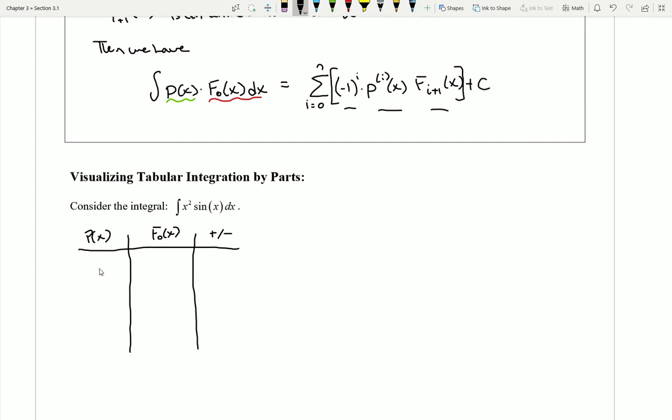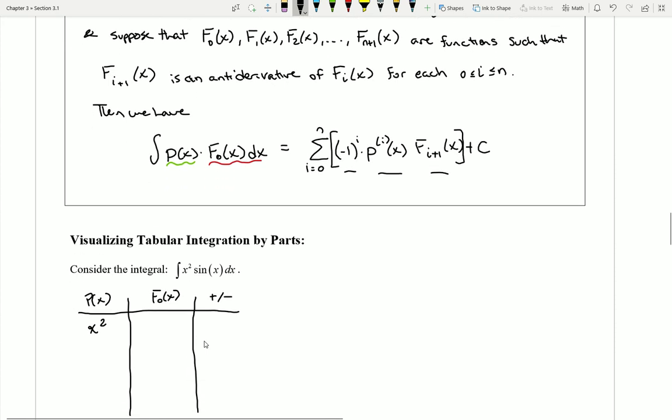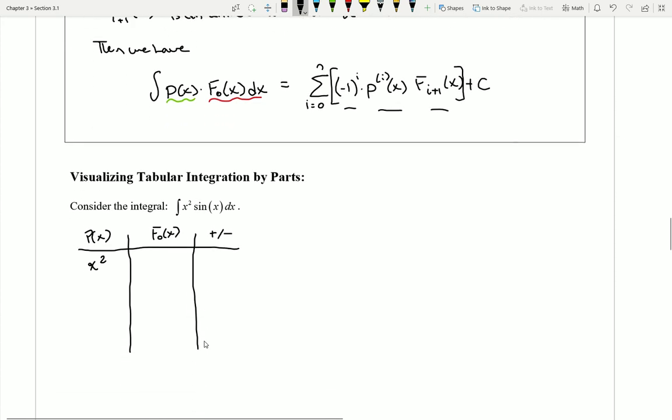Now, I'm going to start by immediately writing out what my polynomial was in this case. Notice I have a polynomial, so I know this shortcut's valid. I also see that the sine of x would be my f0. And does the sine of x have a lot of antiderivatives that I could find? Well, yeah, because the antiderivative of sine is negative cosine, and then I could find the antiderivative of that, and I could keep going. So I'm going to get ready to fill all this stuff in.